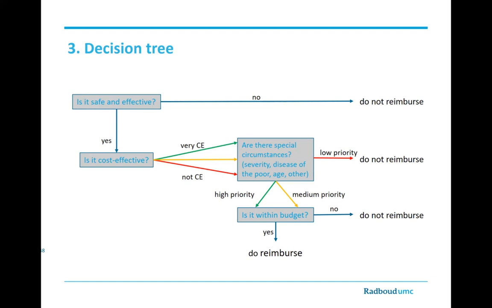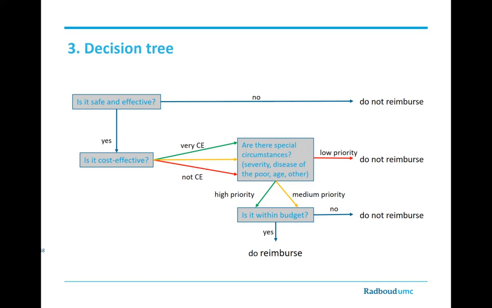Is it cost effective? Then you can have a distinction between the very cost effective services, the moderately cost effective, and those that are not cost effective. You don't do anything yet on exclusion or inclusion. Then you go to the next step: are there special circumstances? Are there criteria that play a role for which you change this initial order of priority of the intervention? When you look at cost effectiveness, it's very cost effective. Are there any criteria that would influence that initial conclusion on cost effectiveness?